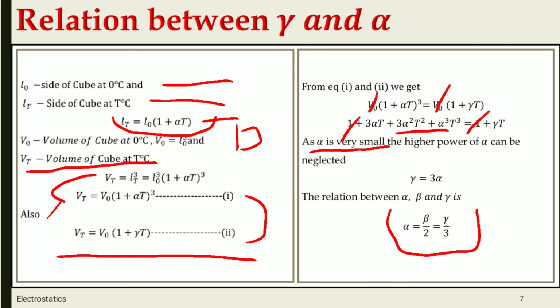Okay, this is all about your first lecture of this lesson, that is thermal properties of matter. Next part we will see in your next lecture. Okay, so thank you.